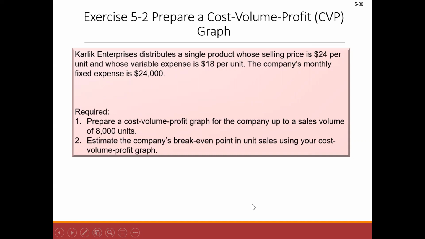Carlick Enterprises distributes a single product whose selling price is 24 bucks per unit and variable expense is $18 per unit. The company's monthly fixed expenses are 24,000. We're going to prepare the cost volume profit graph for the company up to a sales volume of 8,000 units, and we're going to try to see where the break-even point is.